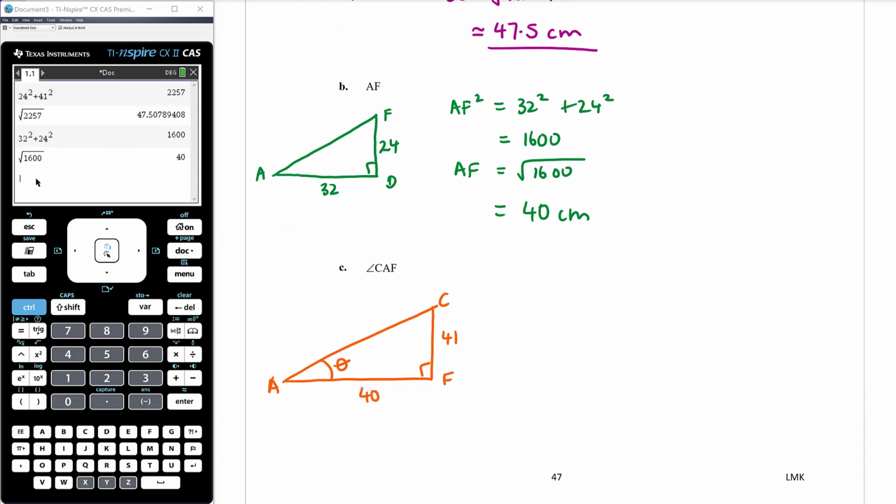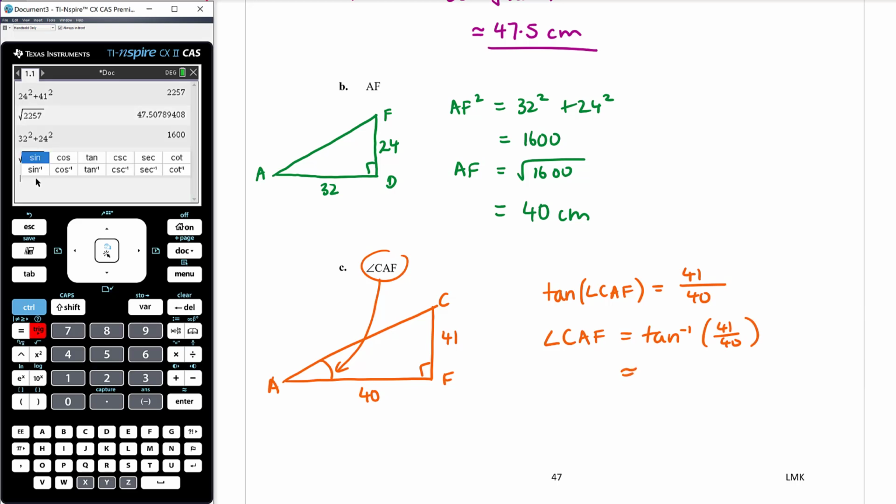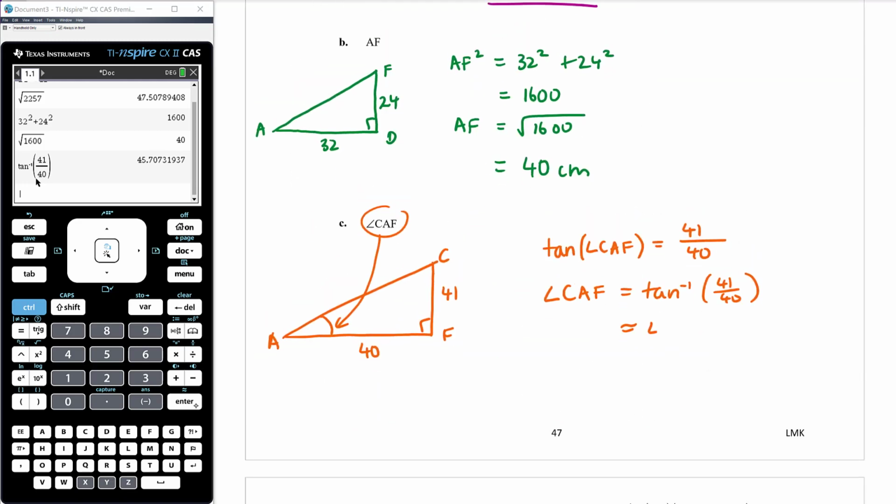And so we can find that angle CAF, which is this angle in here, using tan. Tan of angle CAF is equal to opposite, which is 41, over adjacent, which is 40. And so angle CAF is inverse tan of 41 on 40. Let's work that out. Inverse tan of 41 on 40. Pretty close to 45, yep. And what do we want again? 1 decimal place. So 45.7 degrees.